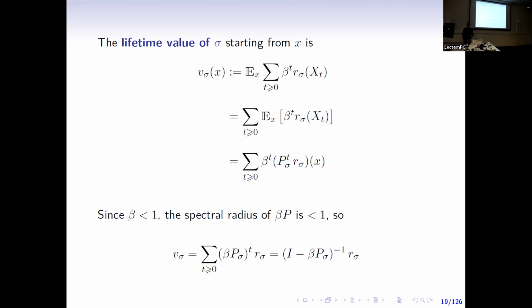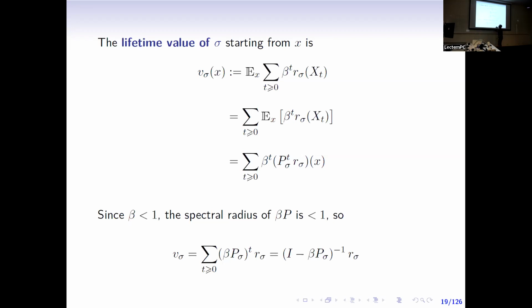So now working out the lifetime value of a policy is easy. Here I'm dropping the X. The X here is just the row, the vector R sub sigma. I'm just dropping the X and writing it this way. This guy is the matrix P raised to a power, multiplied by the column vector.